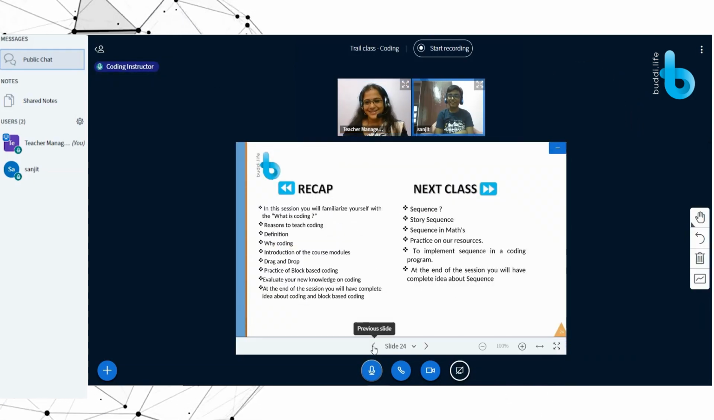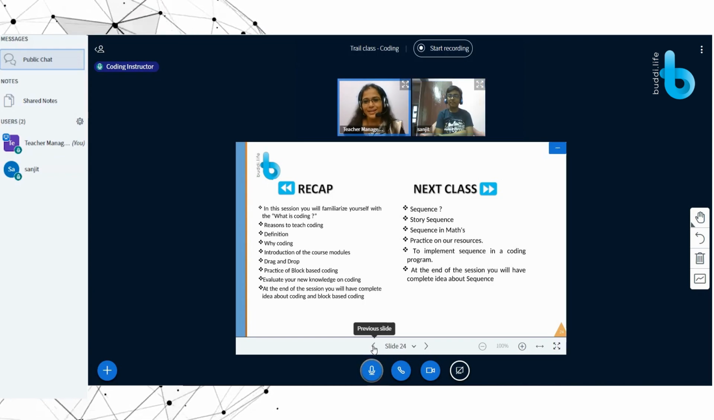Finally, the session will be concluded by conducting a quiz and a recap session. Okay kids, hope you now have an idea about how coding classes are conducted at Buddi. It is an excellent way to start coding for young children.